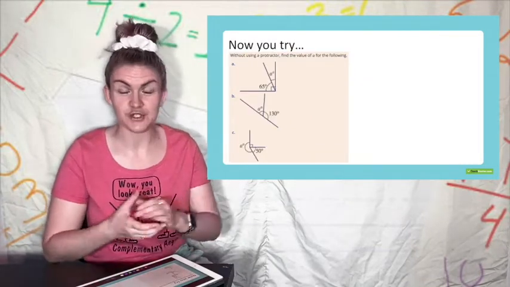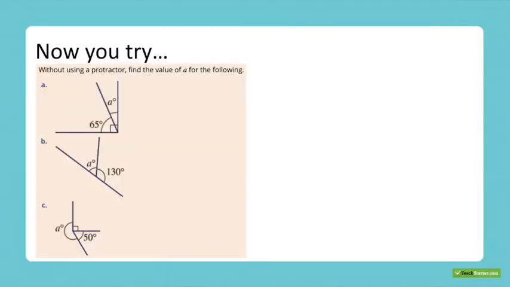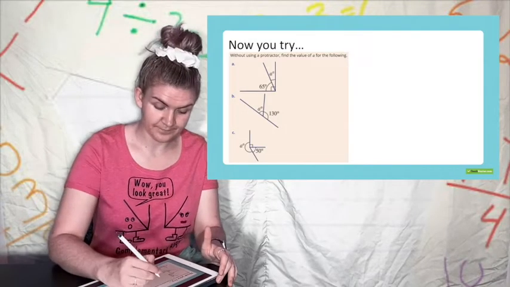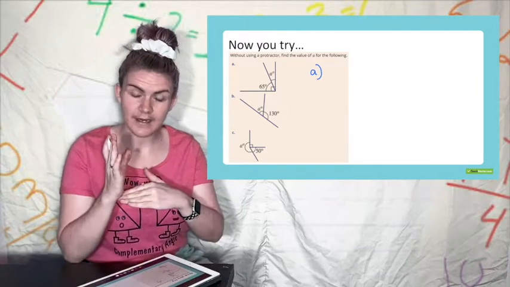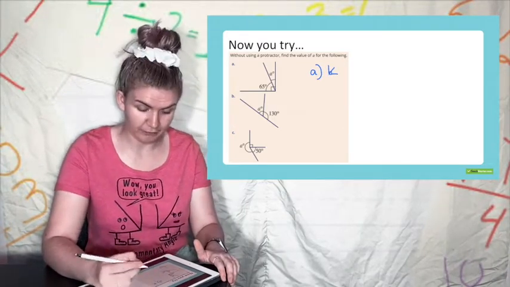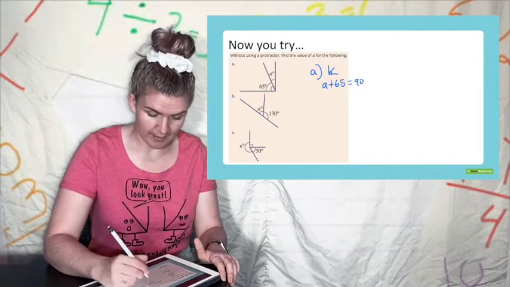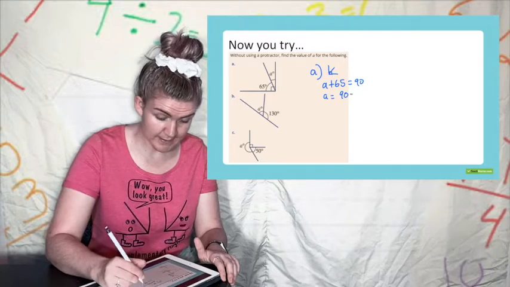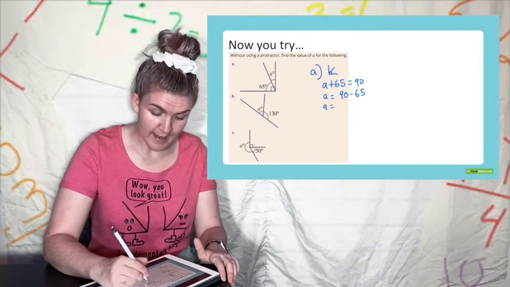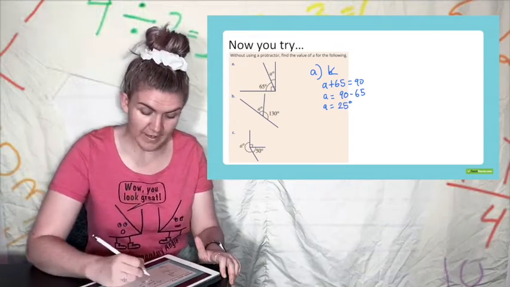You have a go at trying to do some of these angles around a point. Let's check your answers. A. A is a right angle, so therefore I'm doing a right angle symbol for my complementary angle. A plus 65 equals 90. A equals 90, take away the 65. A equals 25 degrees.